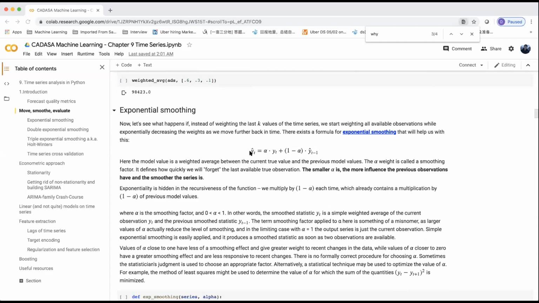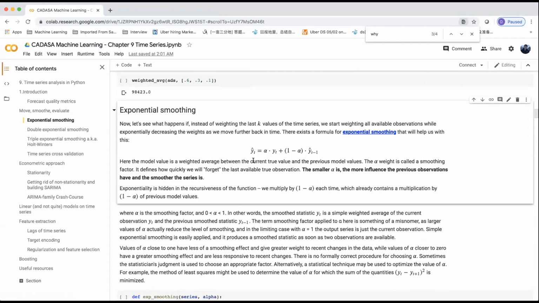So basically, what we have here, the original model, is that we assume Y_{t+1} equals beta Y_t. We're assuming the future data totally depends on the previous time period Y_t. So we don't have an intercept, we only have the slope here. That's the exponential smoothing.